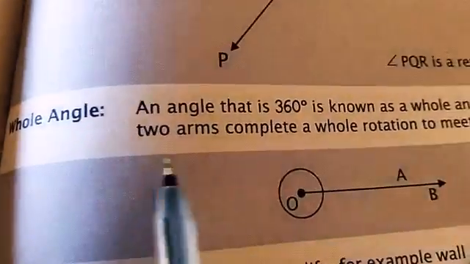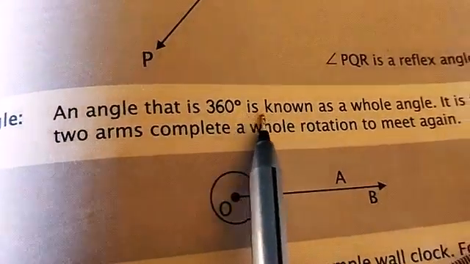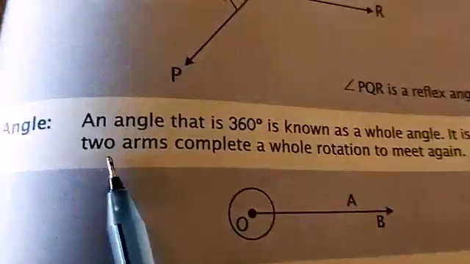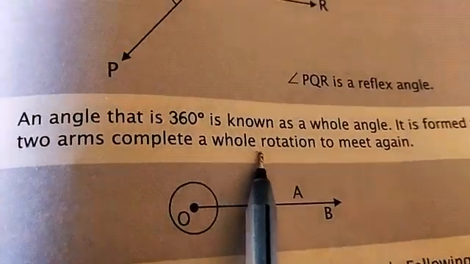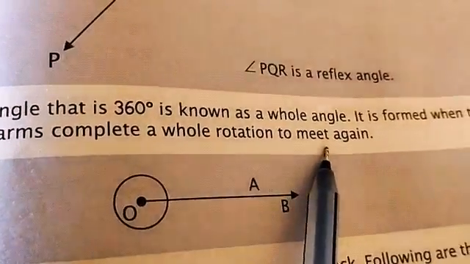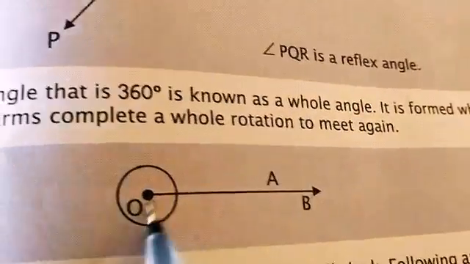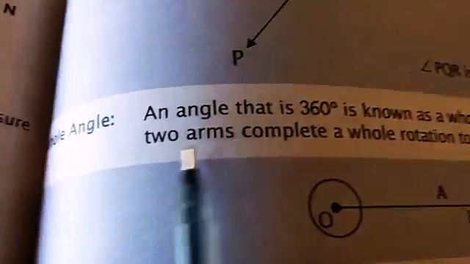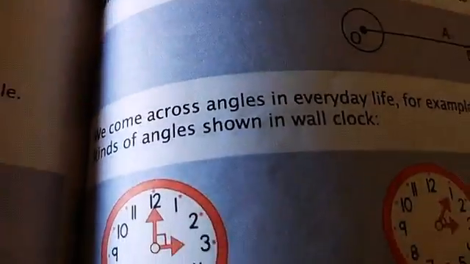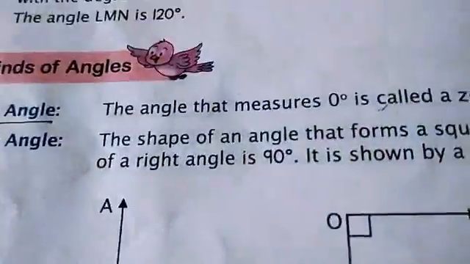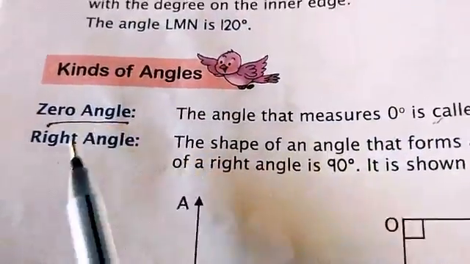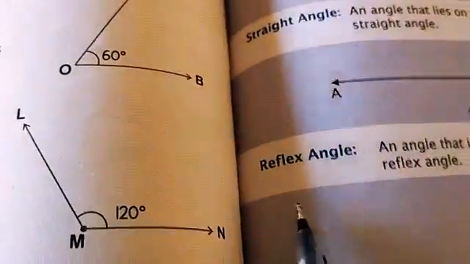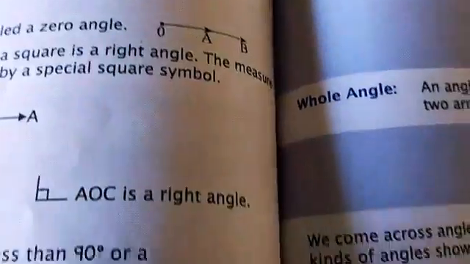Now what is whole angle? An angle that is 360 is known as whole angle, and it is formed when the two arms complete a whole rotation to meet again. So if you make a whole circle from one point, then it is called your whole angle. So we have discussed the kinds of angles: zero angle, right angle, obtuse angle, straight angle, reflex angle, whole angle.